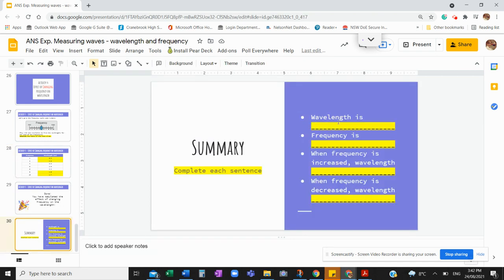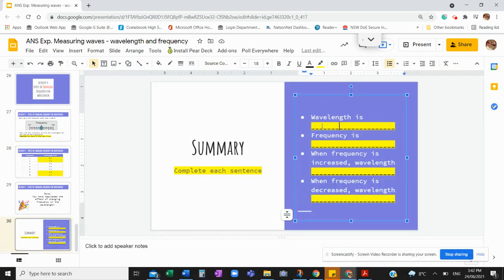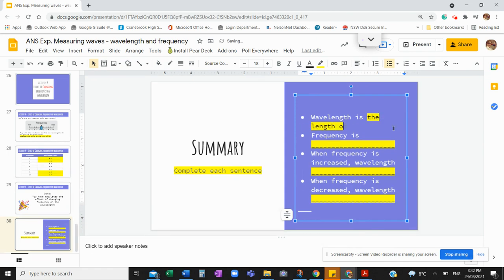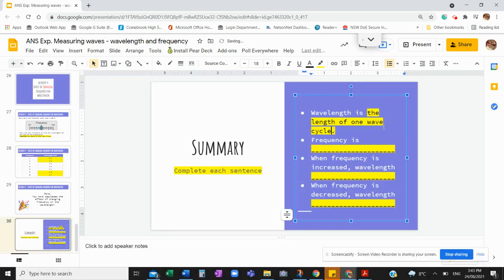Now I just have to put in the last bit. So wavelength is the length of the wave. The length of one wave, to be very specific. So not just any one wave, one cycle. So one wave, let's put cycle in as well, cycle.